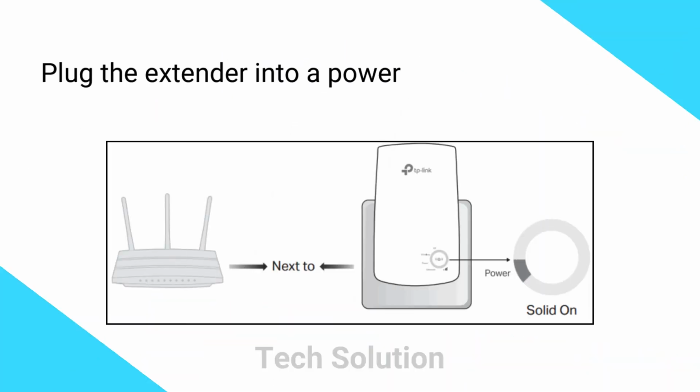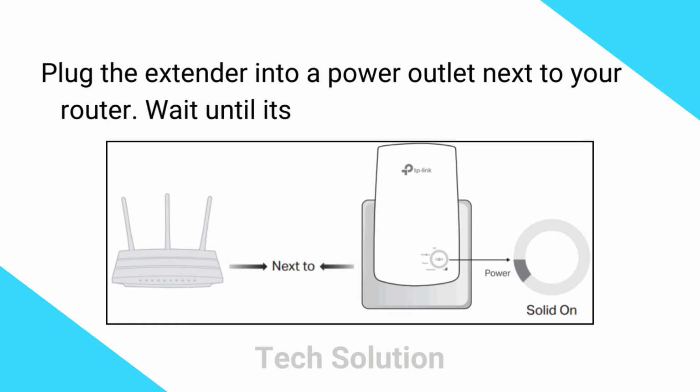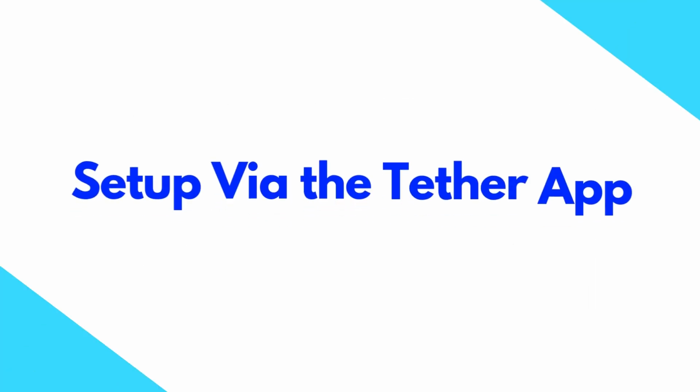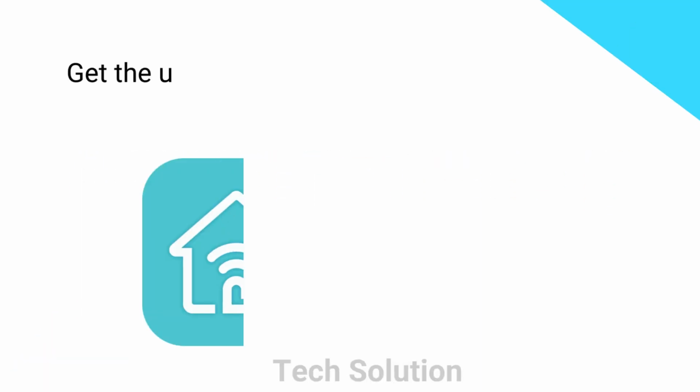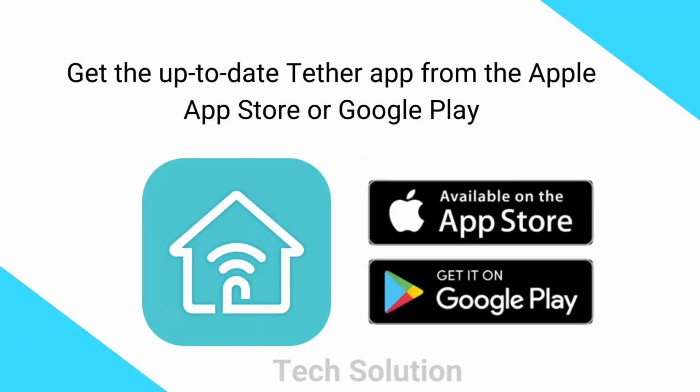Plug the extender into a power outlet next to your router. Wait until its power LED turns solid on. Set up via the Tether app. Get the up-to-date Tether app from the Apple App Store or Google Play.